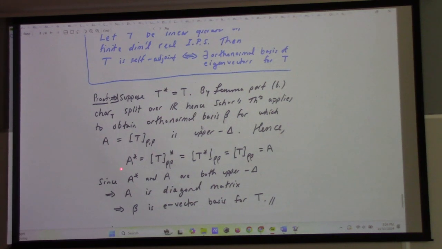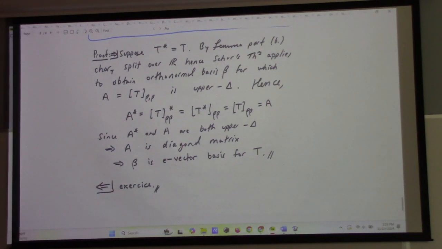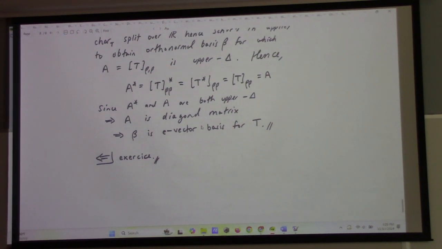So if you have a matrix A and A is equal to A star, they're both upper triangular. The only way that can happen is if A is a diagonal matrix, right? Because if you have an upper triangular matrix which is equal to its transpose, think about it. That would flip everything that was non-zero above the diagonal below the diagonal in the transpose. So the only way that could be equal is if the only thing that's non-zero is on the diagonal itself. Which then means, of course, that beta is in fact an eigenbasis for T. And the other direction is left as an exercise. Don't worry, that's an empty threat, I think.